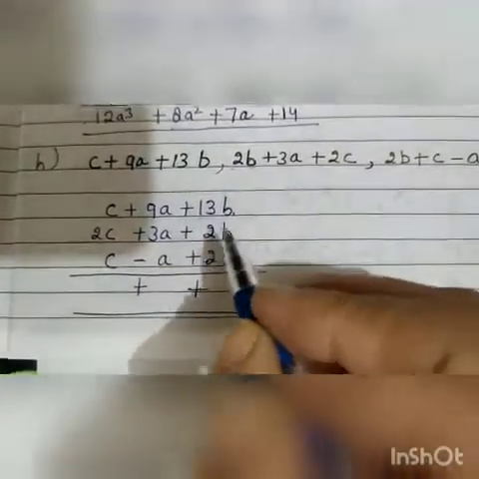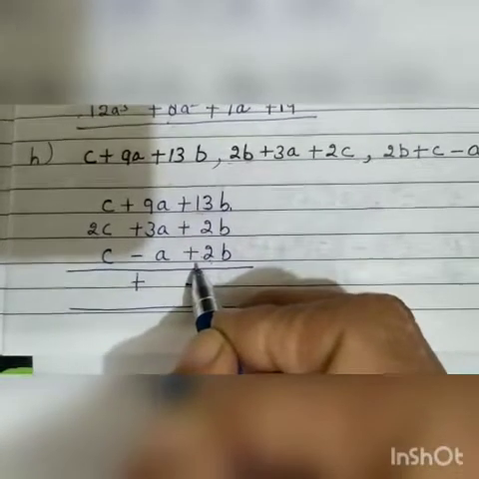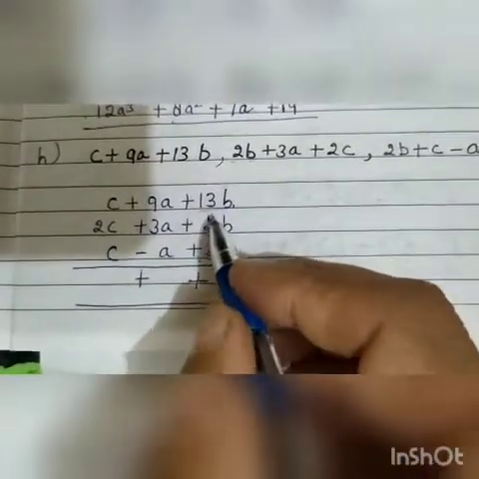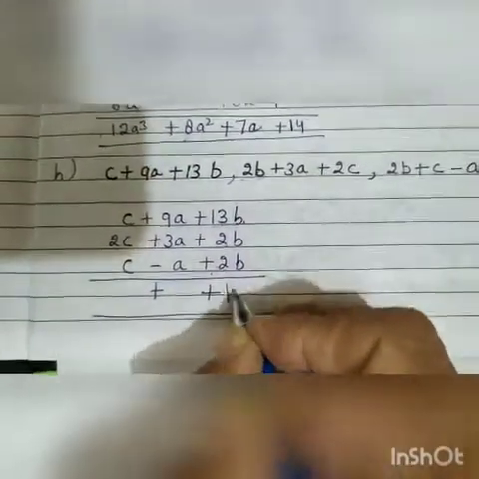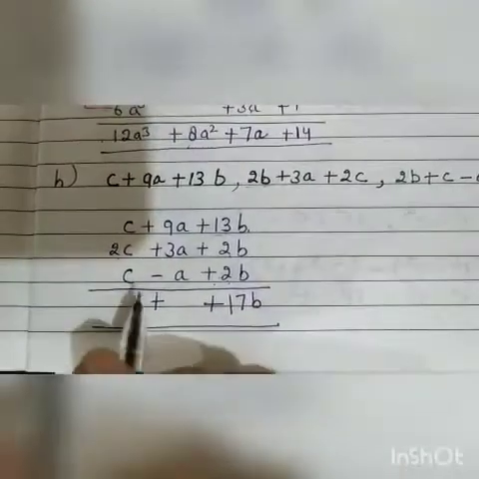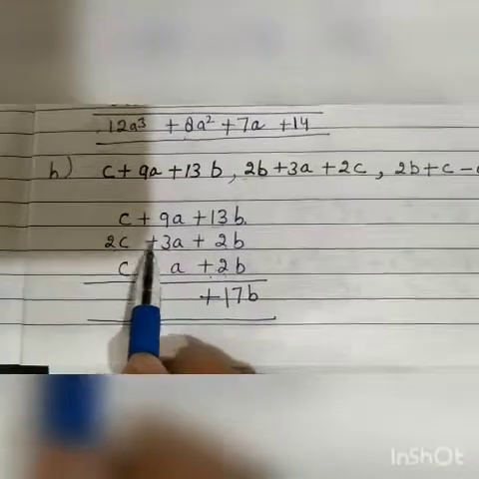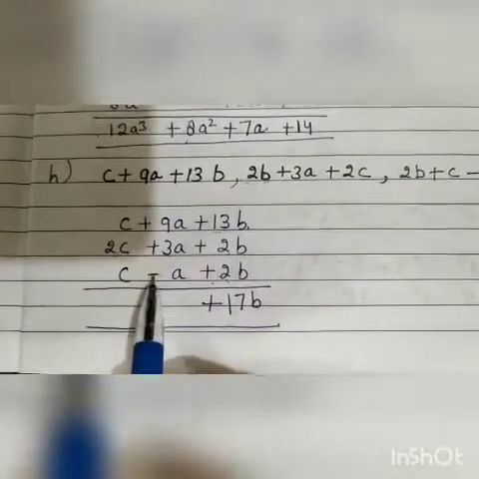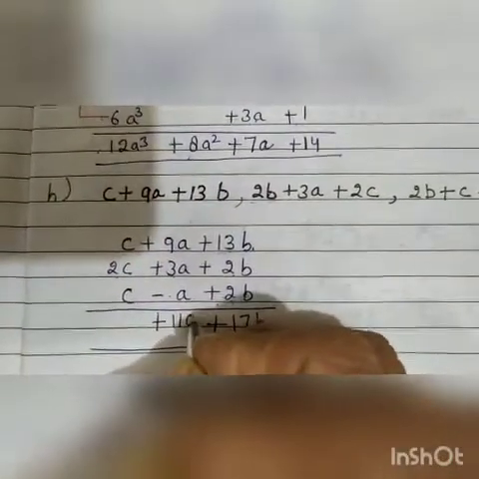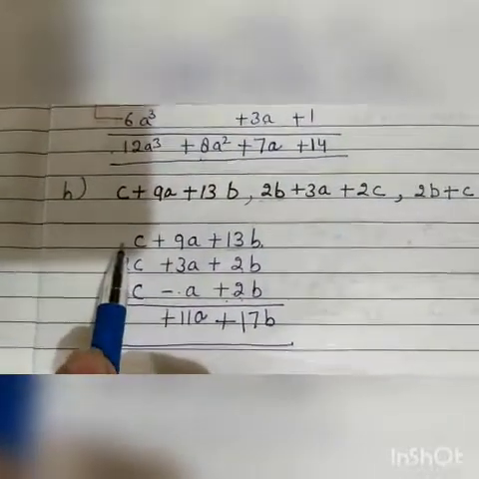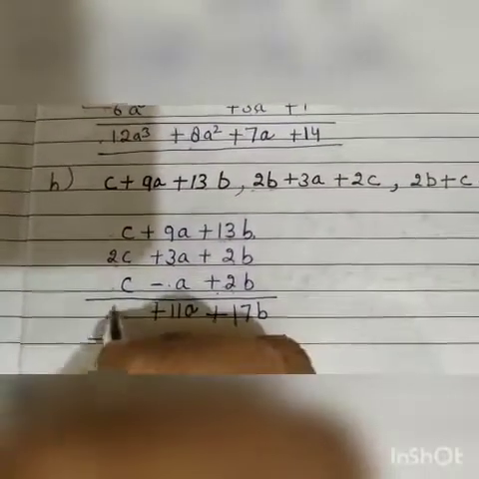Now we will simplify this: plus 13, plus 2, plus 2. All are with positive sign, so we will simply add these numerical coefficients. 13 plus 2 is 15, 15 plus 2 is 17. It is 17b. Now this plus 9 and this plus 3, plus 9 plus 3 is 12, minus 1, then it will be plus 11a. Now plus 1c, plus 2c, plus 1c: 1 and 2 is 3, 3 and 1 is 4c.